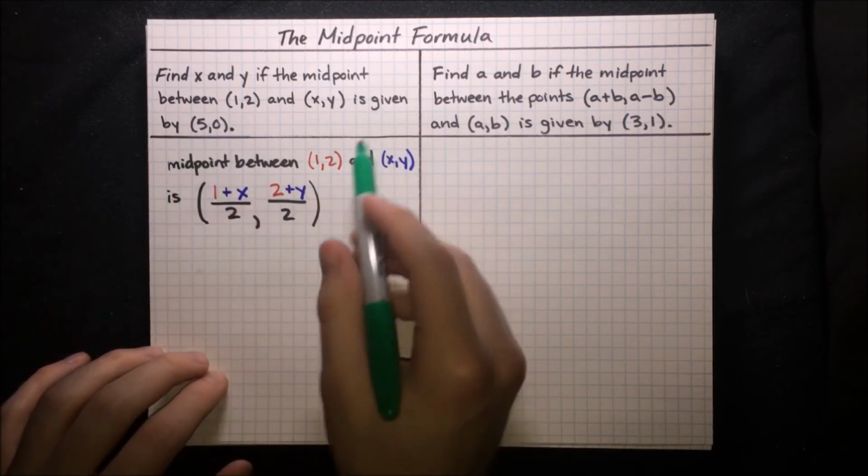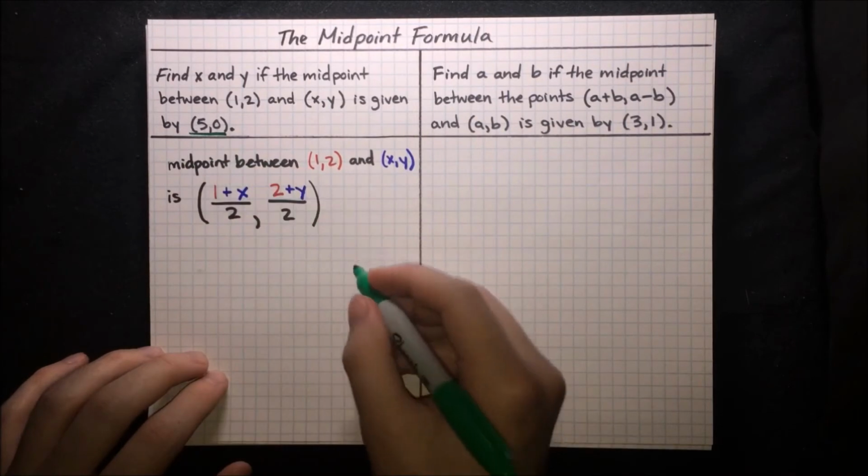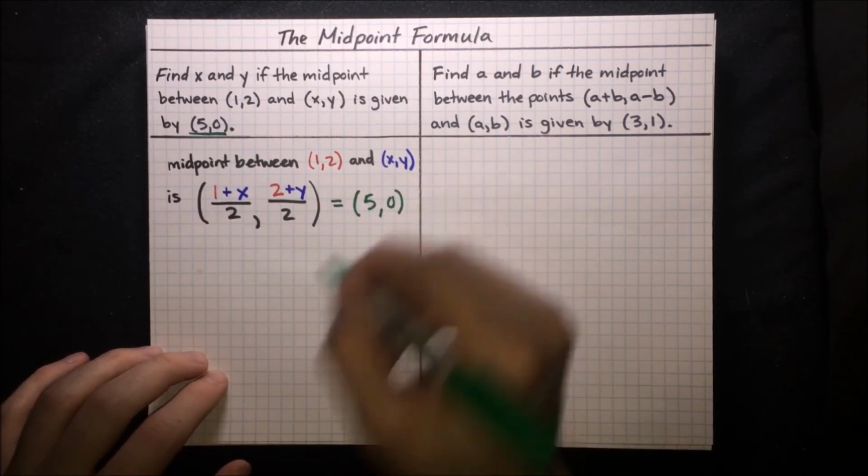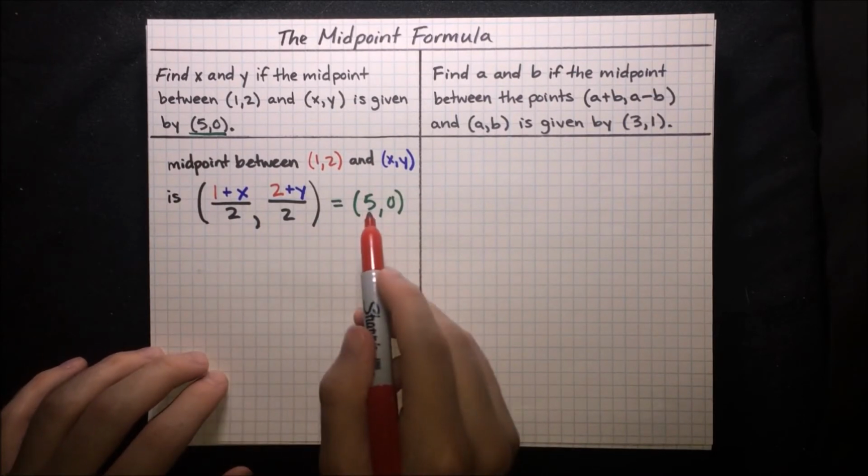And we know that the midpoint is given by (5, 0). So this point has to be equal to the point (5, 0). So that means each of the components has to be equal.